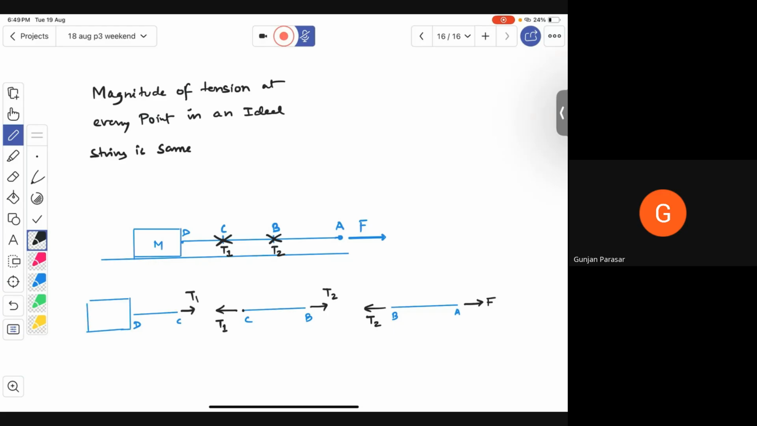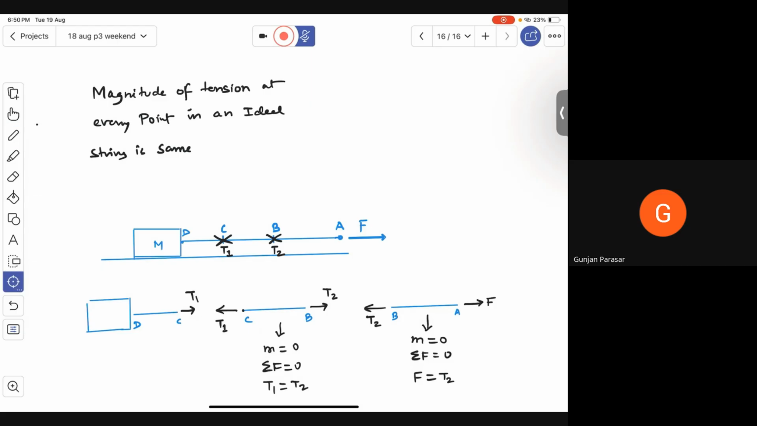Now tell me, what kind of object is AB? Massless. So what must be the net force on it? Zero. So for net force zero, F must be equal to T2. Then what kind of object is this? Again massless. So what should be the net force on it? Zero. So what should be T1? Equal to T2. Since they are supposed to be massless, they are supposed to have net force zero.